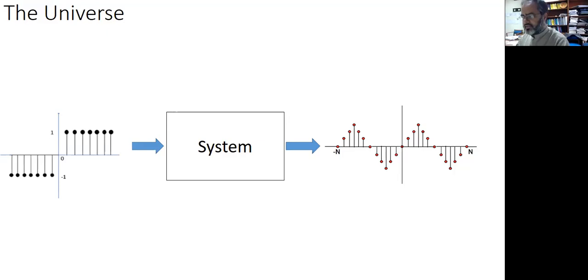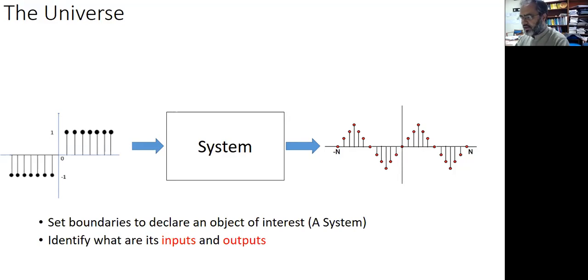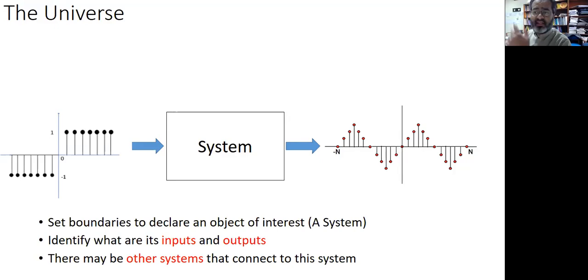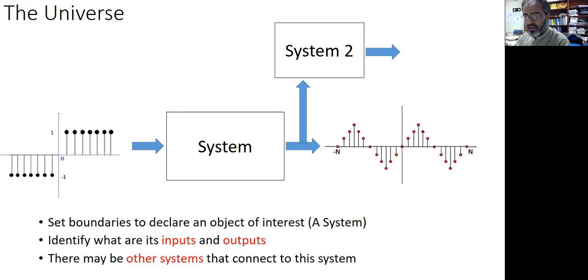Okay, so set boundaries to declare an object of interest, identify what its inputs and outputs are, and there may be other systems. So remember, the slide is the whole universe. In this whole universe, you have just picked a small part of it and declared it as a system. There may be another system out there, and then you can make a boundary around it, and that's your system two. And then maybe one system is connected to the other system. Okay, so the output of one can be the input of the other. And then that system two may also have an output.